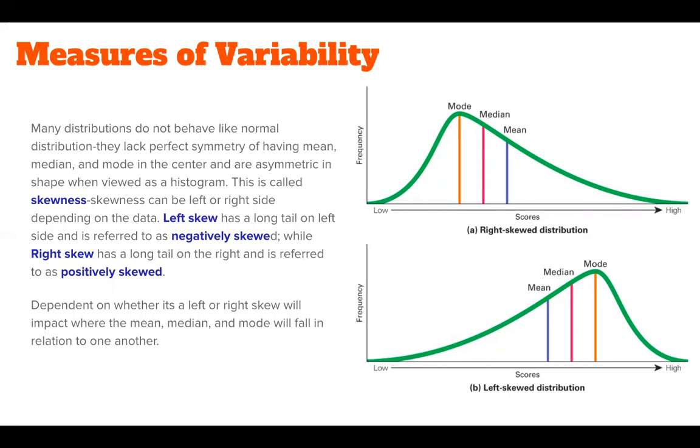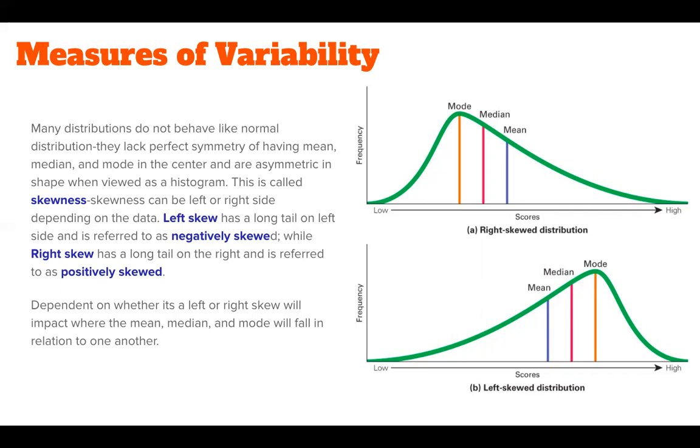A left skew has a long tail on the left, which means that you have some outliers at the lower range of your scores. And we call this negatively skewed. And a right skew looks like the graph on top, where you have some outliers at the higher end of your value range. And we call this positively skewed.